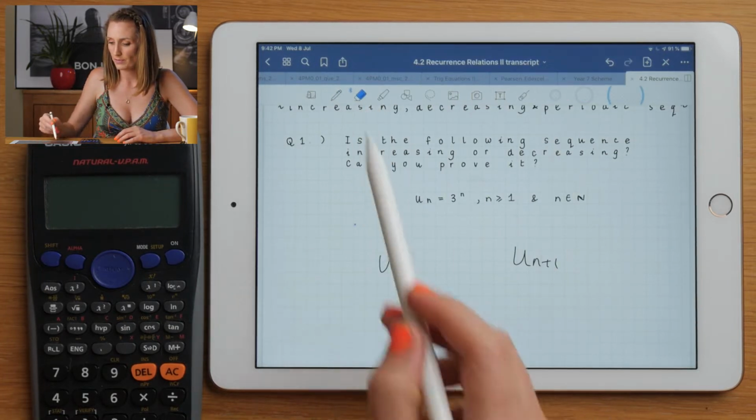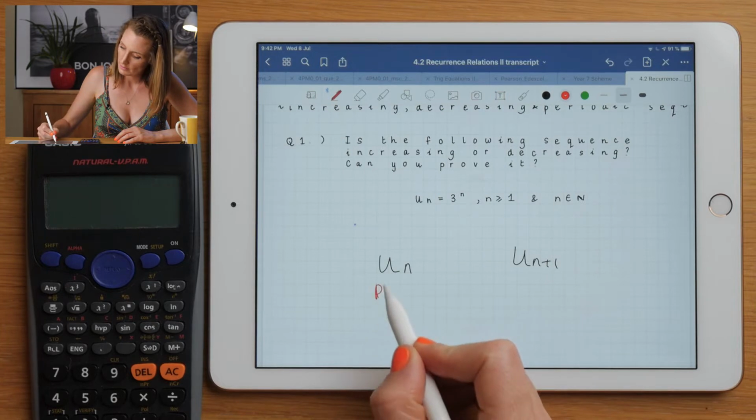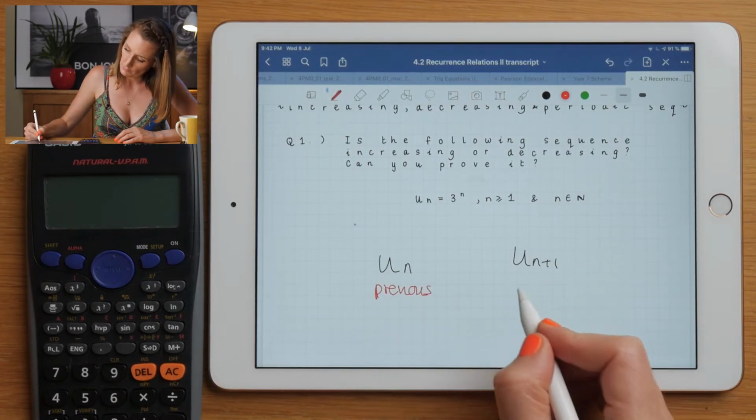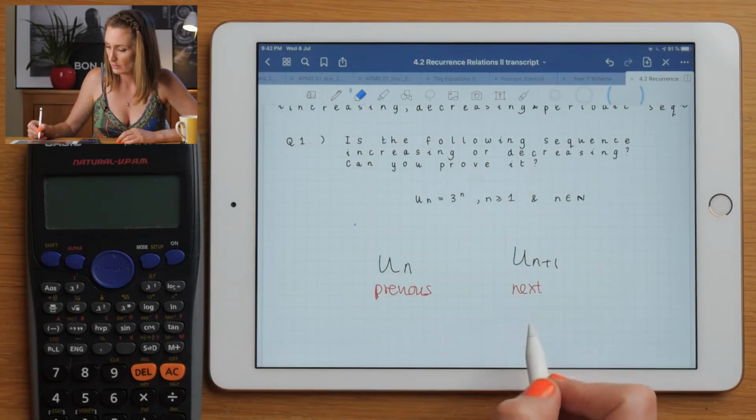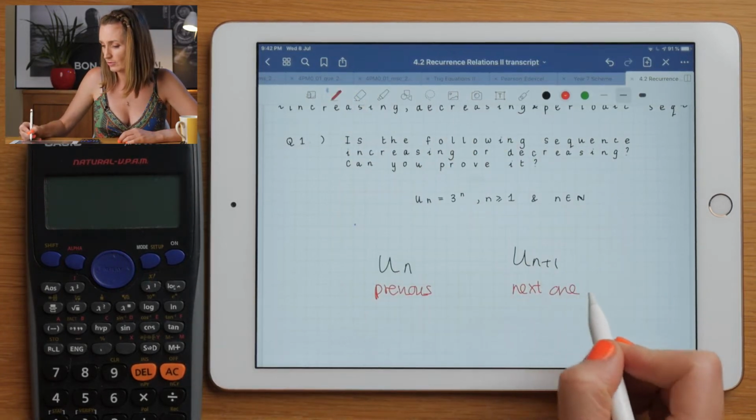I'm probably going to stick with this one being the previous one and this one being the next term. Or the following term, shall we call it? I think next one is fine. We're not too posh here.